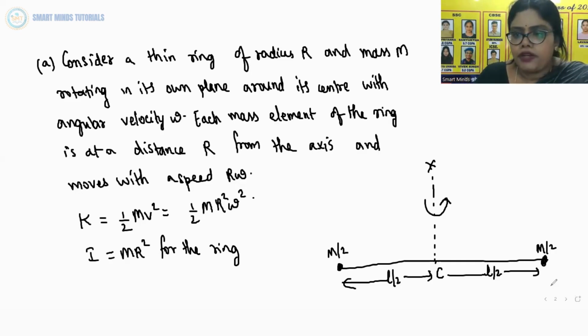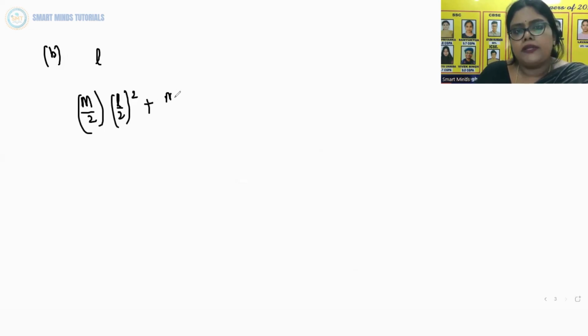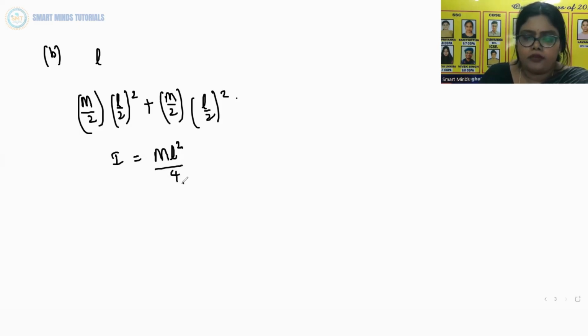So moment of inertia is given by m by 2 into L by 2 whole square plus m by 2 into L by 2 whole square. So for a pair of masses rotating about the axis through the center of mass perpendicular to the rod, I is equal to mL square by 4.